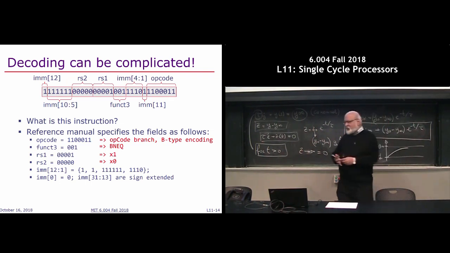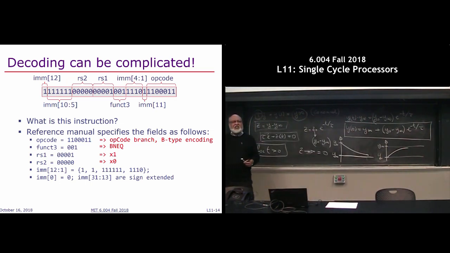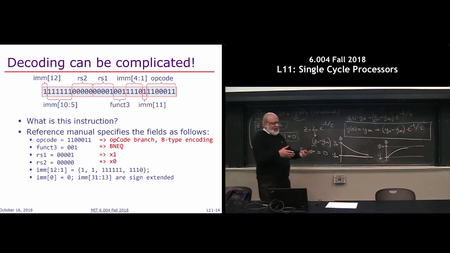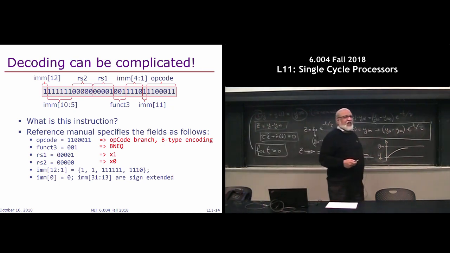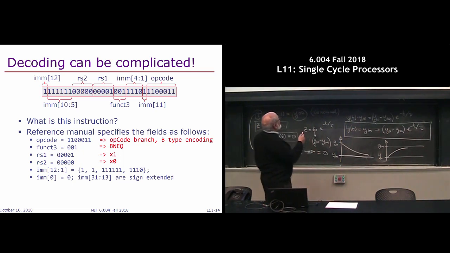Okay, the story is not over. So at least 12 bits we extracted from the instruction itself, and that's just wires coming out. But now the reference manual tells you that when you see something like this, then immediate 0 will be 0. And by the way, the rest of the bits are sign extended.